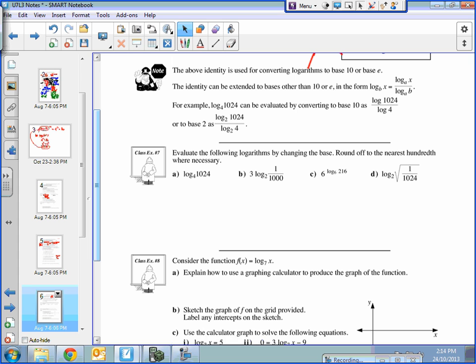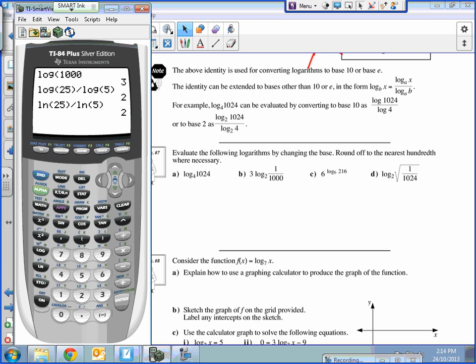So evaluate by changing the base, round to the nearest hundredth. I don't know if I want, because you guys can just evaluate these in your calculator, right? Would that confuse you if you change the base? How would you do B? So B in your calculator, we could just do these in our calculator. So I'll show you how to do B.